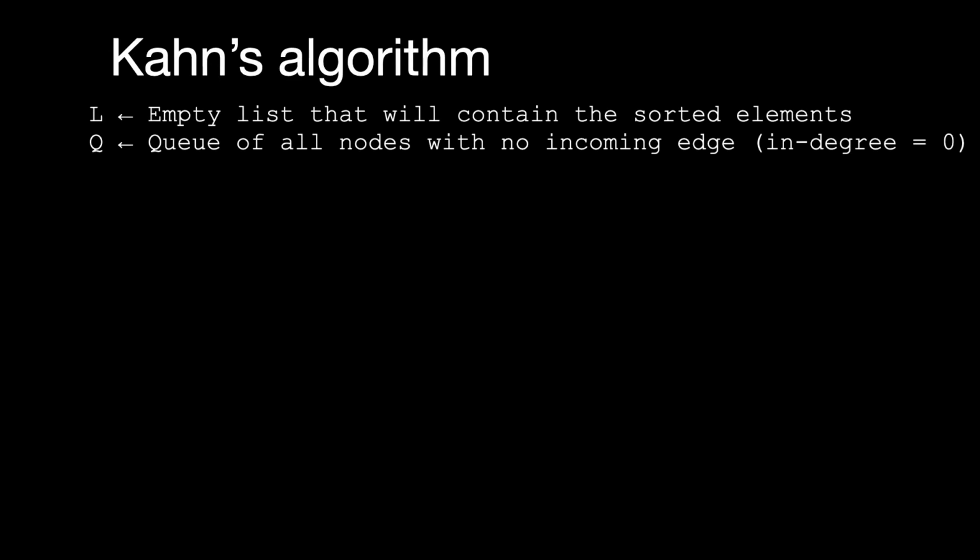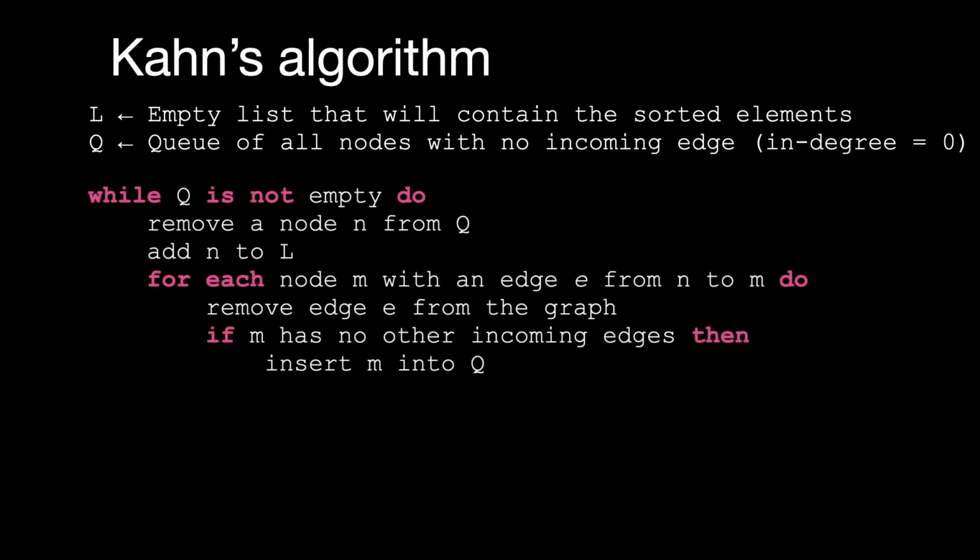We define L, representing an empty list that will contain the sorted elements. We define Q to be the queue of all nodes with no incoming edge, which means indegree equals 0. The logic starts with a while loop. When Q is not empty, we will remove a node n from Q and add this n into the result list.